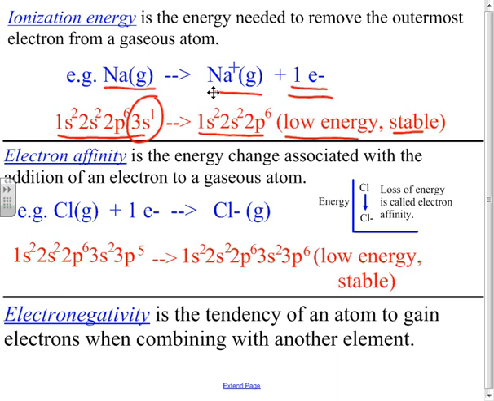Electron affinity is the energy change associated with the addition of an electron to a gaseous atom. Here we have chlorine in the gaseous state and chlorine's electron configuration. Now we're going to add an electron to it, and so the 3p5 is going to turn into the 3p6, and chlorine now will have 18 electrons, just like argon, again a low energy stable electron configuration.